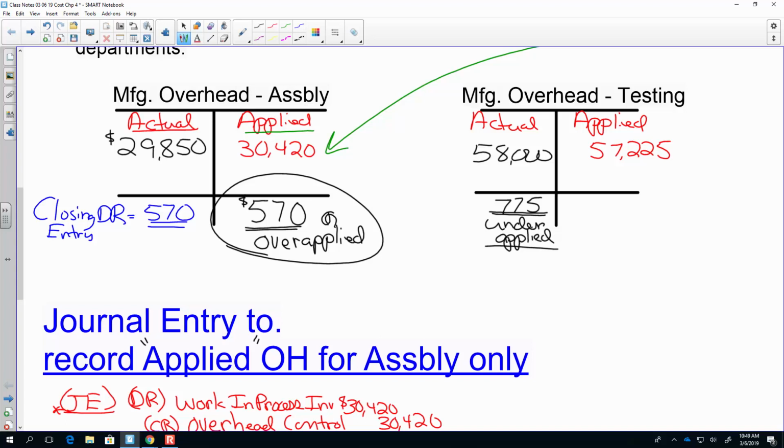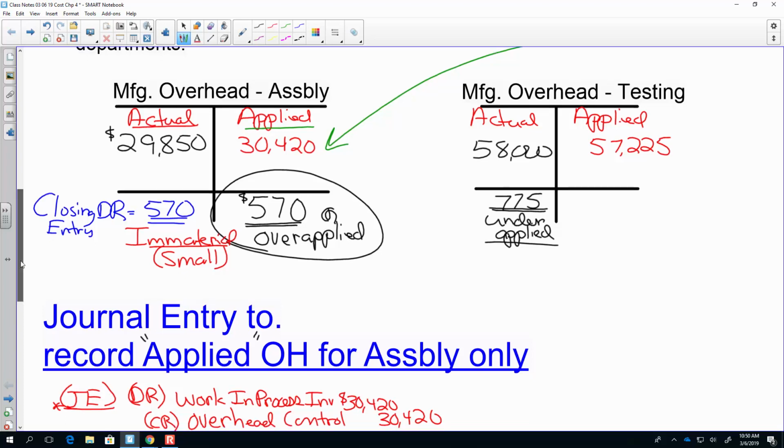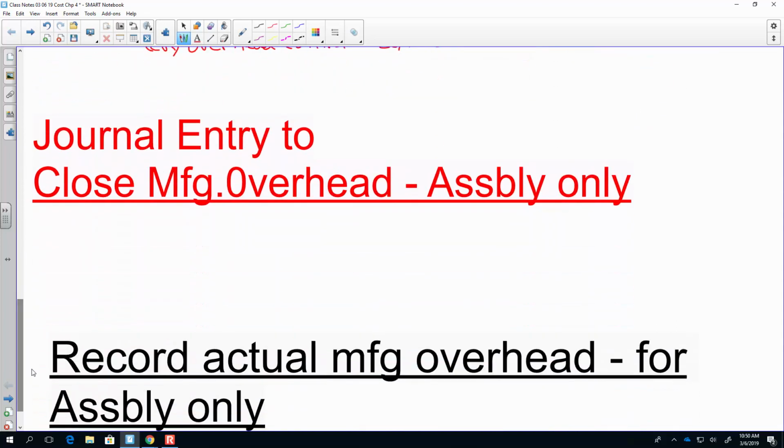Let's assume this amount is immaterial. What does immaterial mean? Small. You'll have to know that for the test, right? So if it's immaterial, what's the other side of the entry? Do you know? Or do you want to use a lifeline here? Do you remember? Nope. Okay.